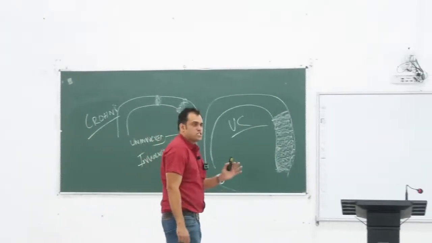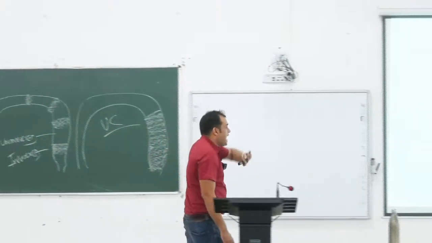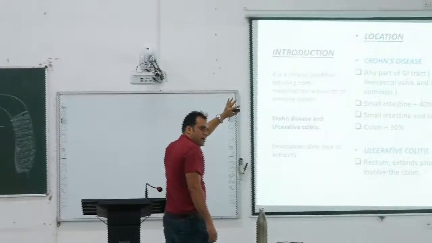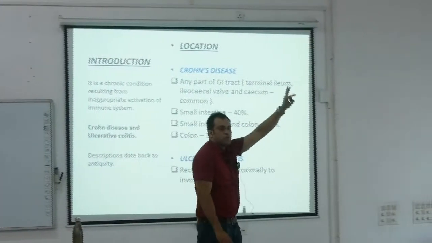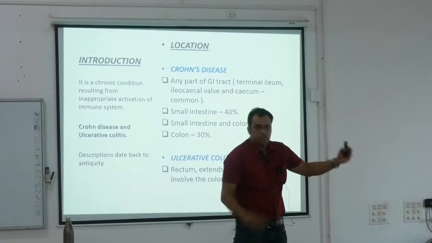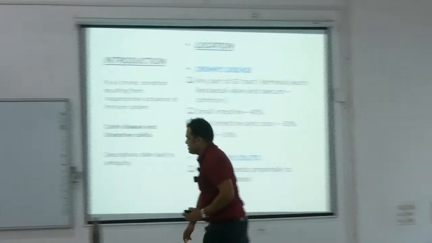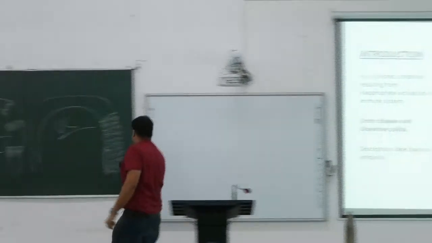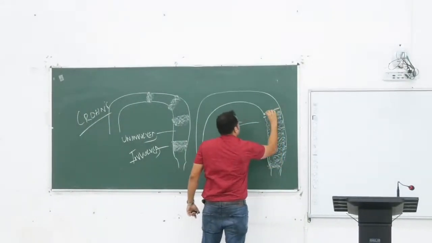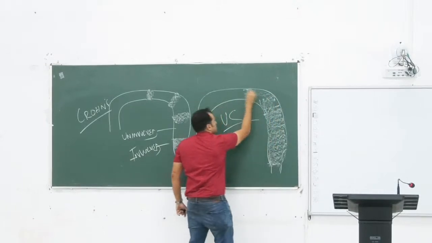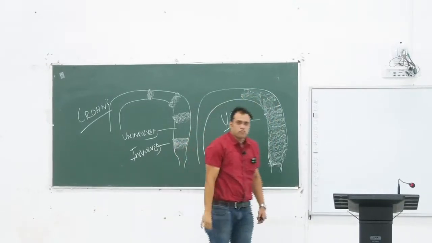Whereas ulcerative colitis predominantly involves the rectum, and it extends proximally up. It extends proximally because the rectum is down. Obviously, the colon is proximal to the rectum. So it begins in the rectum right here, and it extends proximally to involve the colon, part of the colon or the entire colon, whatever it may be.